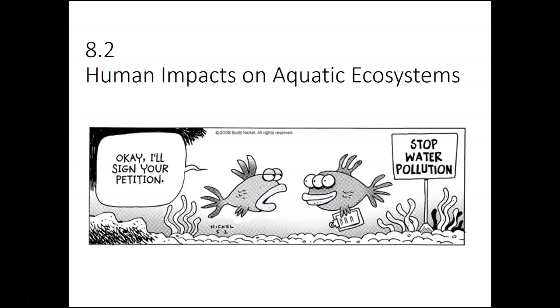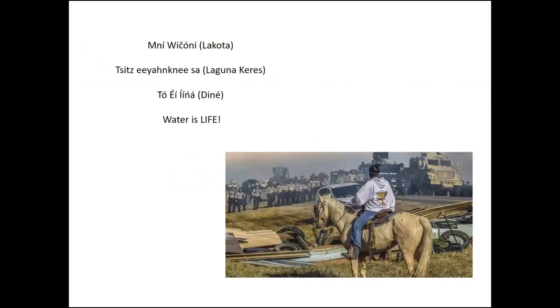Okay, and then the next topic that we would go over is the human impacts on aquatic ecosystems. So all the ways that we're really polluting the aquatic ecosystems, and this one will be a little bit longer. Here are some of the various ways to say water is life, water is sacred. As we know, a lot of our waterways have been threatened by the settler colonial influence and have to be defended. So this is the famous picture from the Dakota Access Pipeline protests.